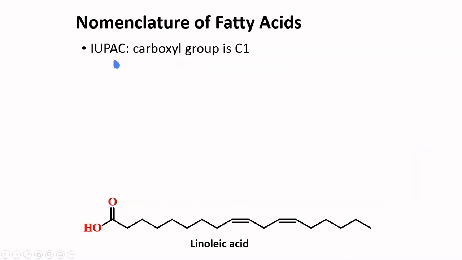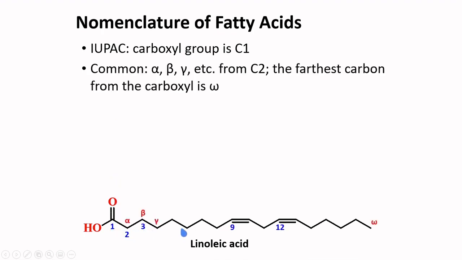The IUPAC numbering of fatty acids follows that of carboxylic acids. The carboxyl group is at C1, followed by the regular numbering pattern. Common nomenclature uses the Greek letters alpha for the carbon right next to the carboxyl group, followed by beta, gamma, and others. The farthest carbon from the carboxyl is called omega.